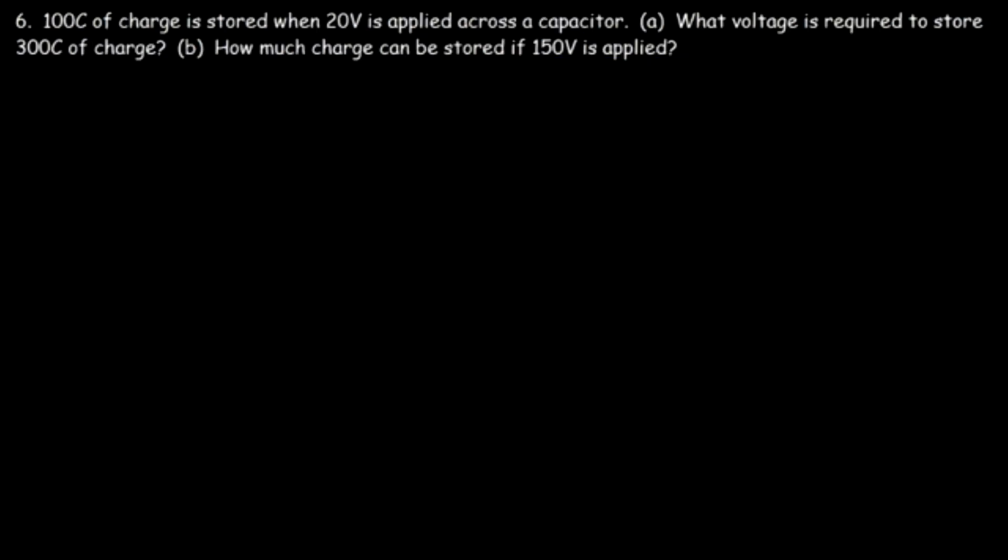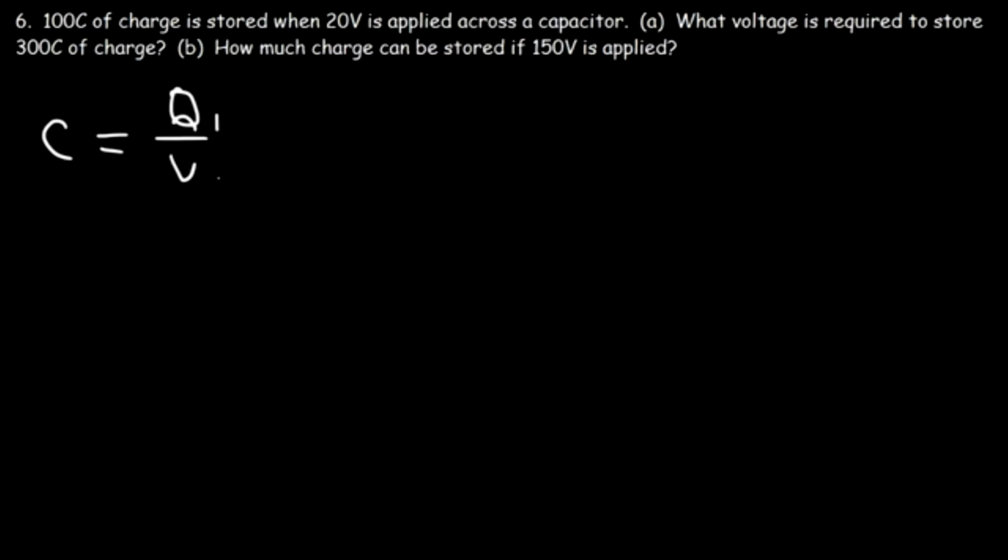Number 6. 100 coulombs of charge is stored when 20 volts is applied across the capacitor. What voltage is required to store 300 coulombs of charge? We know that capacitance depends on the area and the distance between the plates. It doesn't depend on the charge or the voltage, but it is the ratio between the charge and the voltage. So if you change the voltage, let's say if you increase the voltage of the battery, the capacitance will remain the same. Increase in the voltage will affect the charge, but not the capacitance.